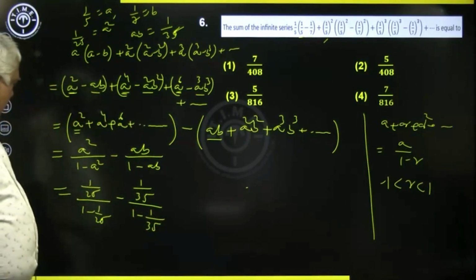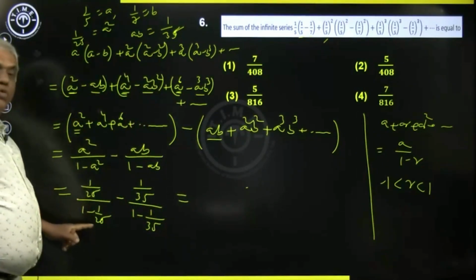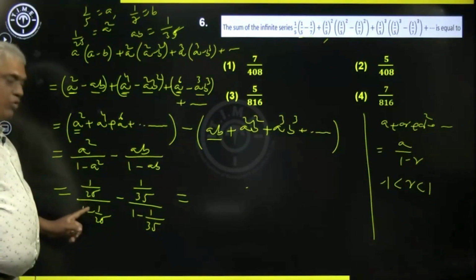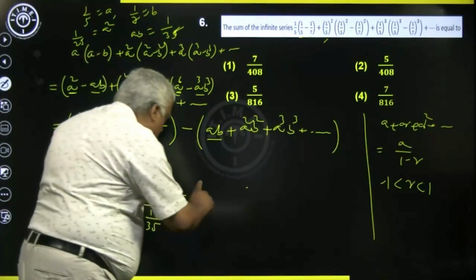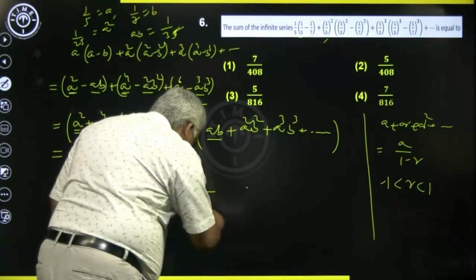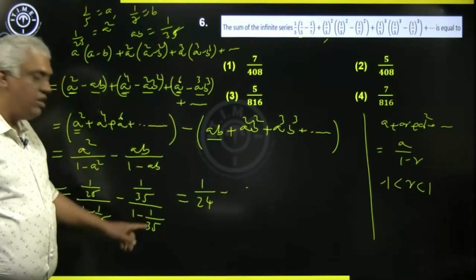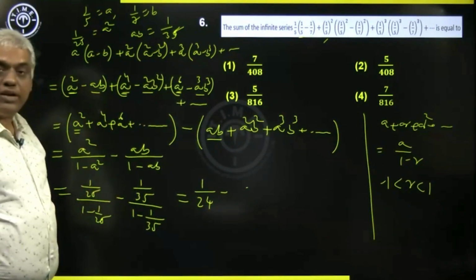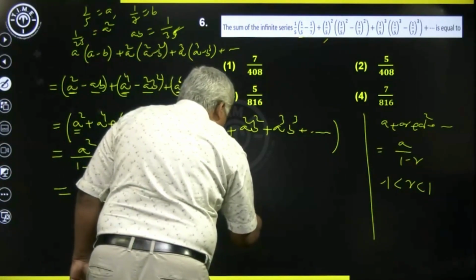So it is equal to 1 by 25 divided by 25 minus 1 by 25, that is 24 by 25. The 25 gets cancelled, so it is 1 by 24. Then this will be 1 by 35 divided by 34 by 35. The 35 gets cancelled, so it is 1 by 34.